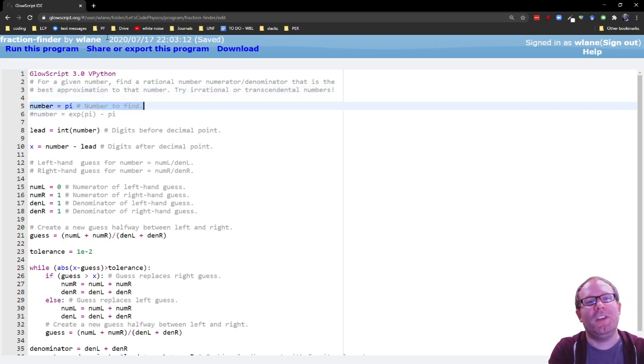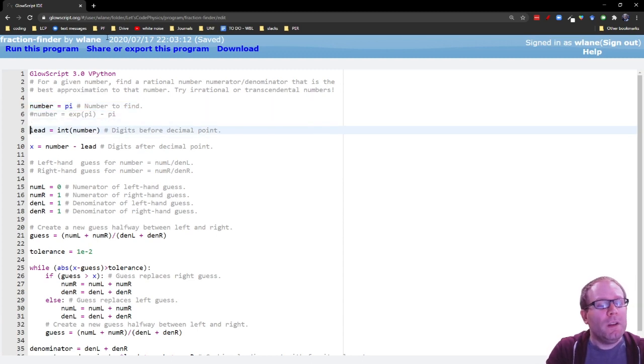So let's start with our favorite irrational number, pi. This is going to be the number to find. We want to find a fraction that is pretty close to pi. Well, we're going to do this in two pieces. So pi is 3.14159, et cetera. What we want to do is separate out the stuff before the decimal place and the stuff after the decimal place. So first, we're going to take the integer part of the number.